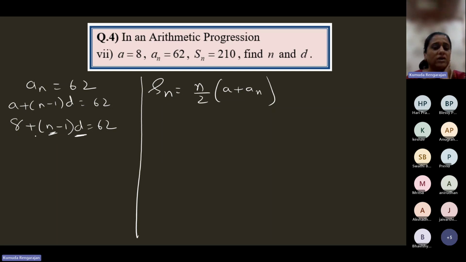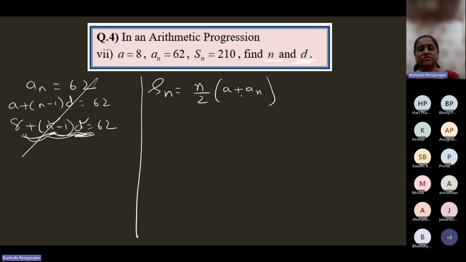You can just do it here and if nothing is happening, you can just score it out and try again. So we have Sn. See, we don't go ahead with this because n and d, both we have to find. With one equation and two unknowns, you cannot find any of it. So we'll not use this. We'll just try this one.